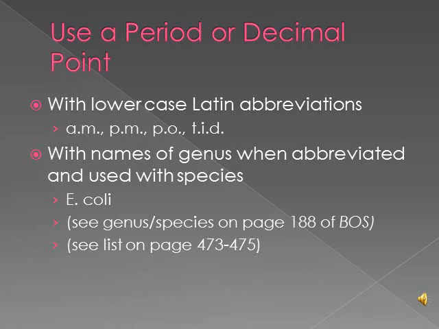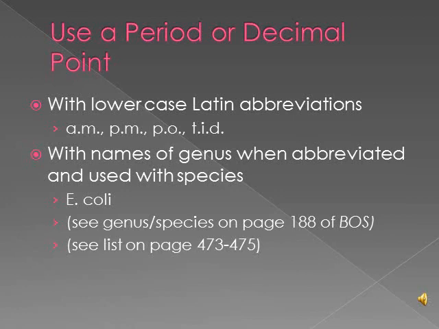We're also going to use a period with the name of genus when it's abbreviated and used with the species. And a genus and species is just a classification of living organisms divided into families. And so a very common one that we hear a lot is E. coli. And we would type that as capital E period space c-o-l-i, coli. And it means Escherichia coli. Escherichia is the main genus name, but we shorten it with the capital E. And if we do just use the abbreviation, we're going to put a period after it.